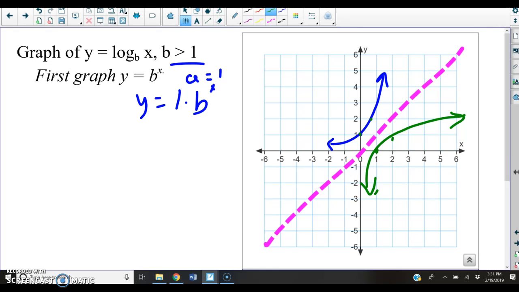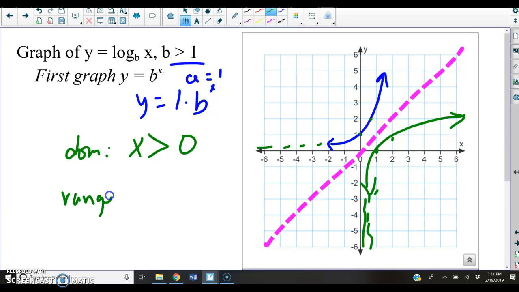So kind of makes me think of square root, but it doesn't, because this is going to continue on forever this way. Just like this is going to continue forever this way. Notice it will never hit that vertical axis. So when I look at my domain, x has got to be greater than 0. But now the range, y is any real number. Okay? It can be negatives, it can be positives. So there's my graph. The green one is my graph of my logarithmic function.